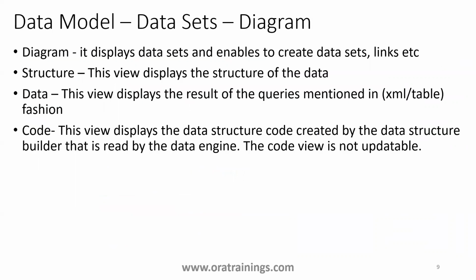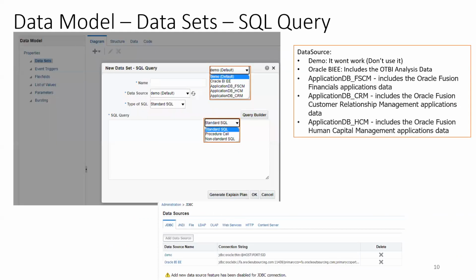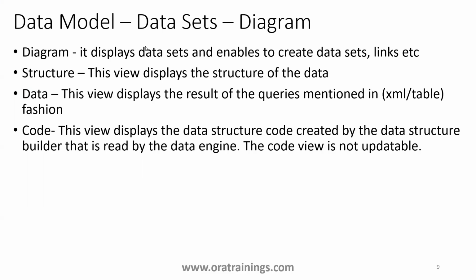Now, when you create a data model, the data model tab has 4 tabs: diagram, structure, data, and code. What does this all tell us? The diagram displays the list of data sets which you have used in your data model. The structure displays the structure of the data. When you create different groups or data sets, it tells you the hierarchy of the data, so that when you design a report, we have to consider this hierarchy and design the template accordingly.